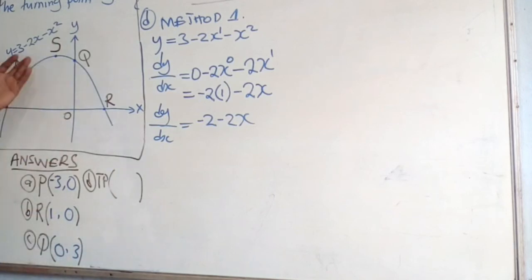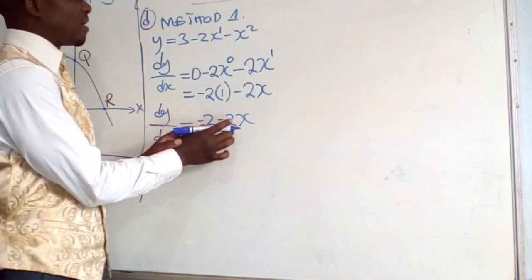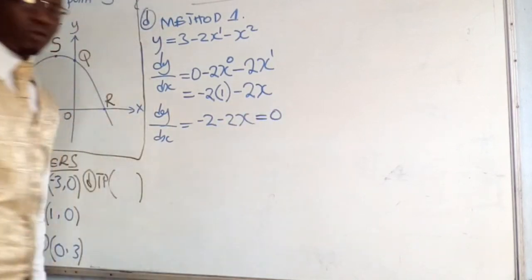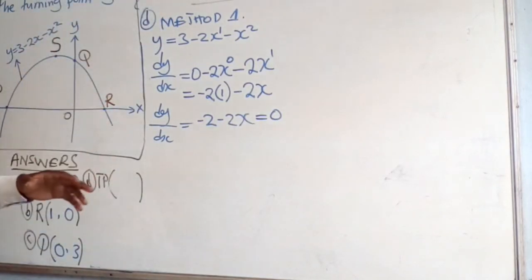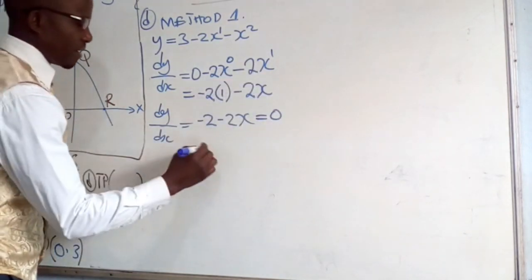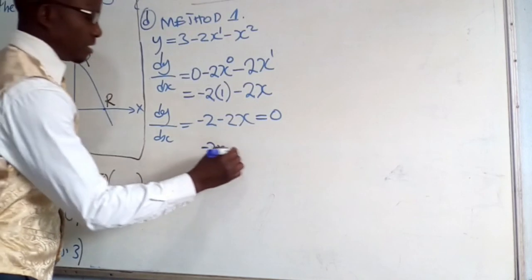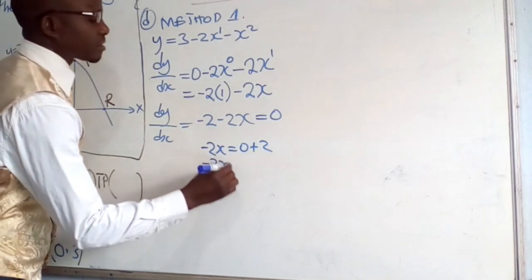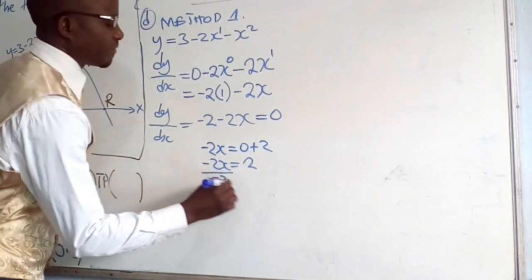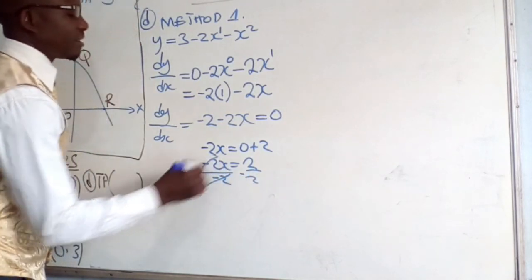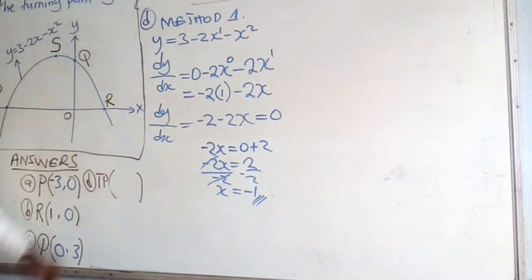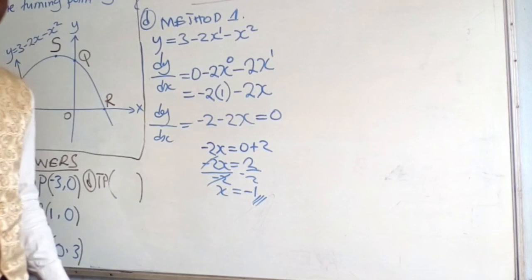I said, at the turning point, gradient is equal to 0. At this point, what we have found is the gradient function. Hence, this gradient function is equal to 0, because at the turning point, gradient is equal to 0. Collect the like terms. You have negative 2x is equal to 0 plus 2. Negative 2x is equal to 2. Divide by negative 2, divide by negative 2. You have this and that going, then x is equal to negative 1. This means that at the turning point, x is equal to negative 1.